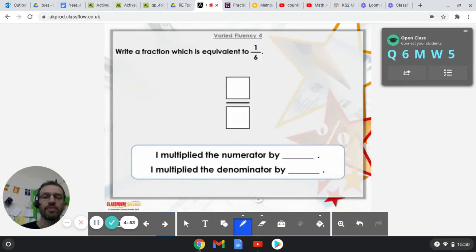Okay, good. Write a fraction which is equivalent to 1/6, equal to 1/6.